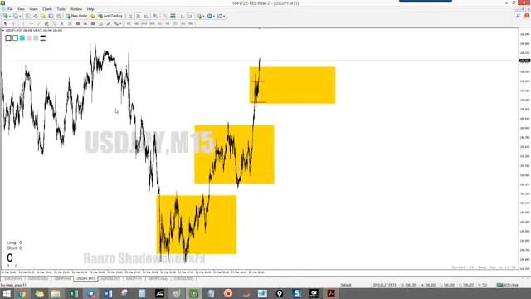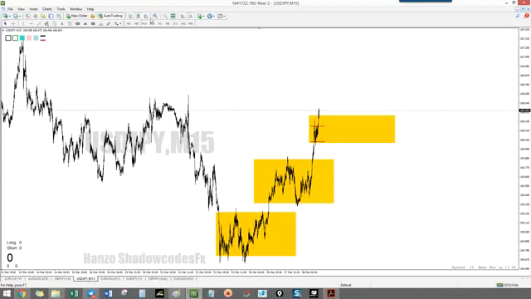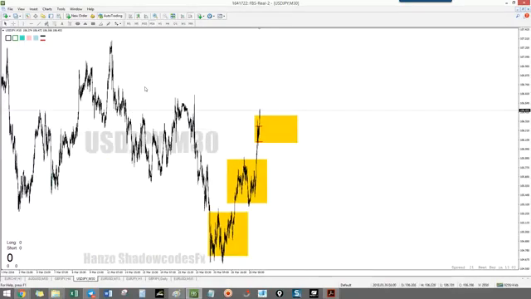M15. Let's find the entry. We always find decision.